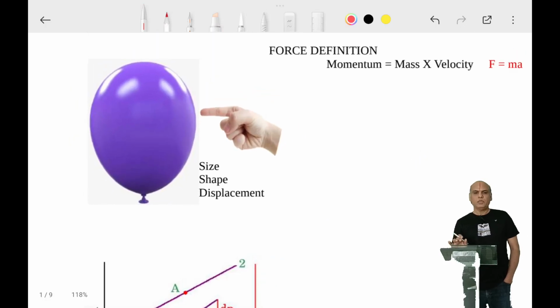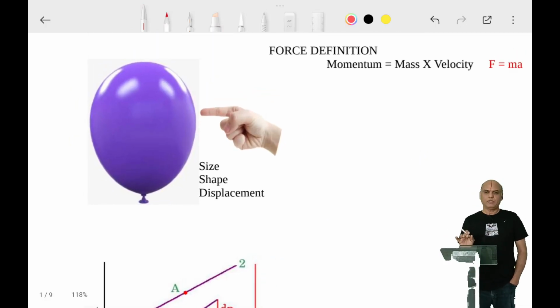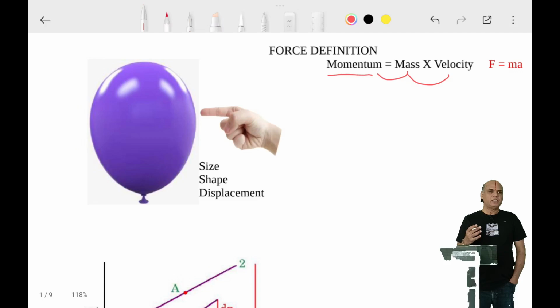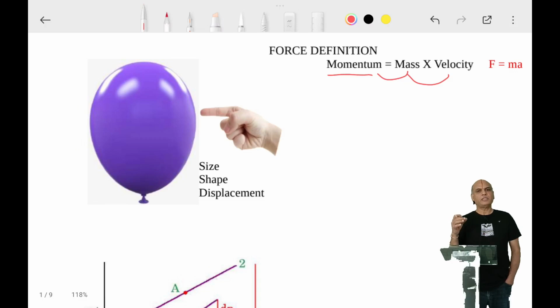Now to clearly understand the force, first we need to look at momentum. In turn, we need to look at mass and velocity. What is meant by mass? Mass of any body is defined as matter comprised in the body that offers resistance to change of inertia.